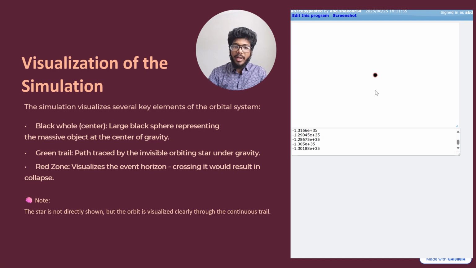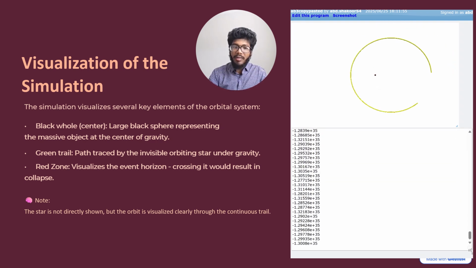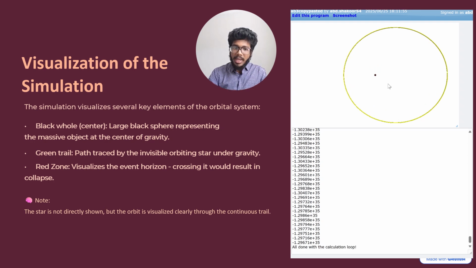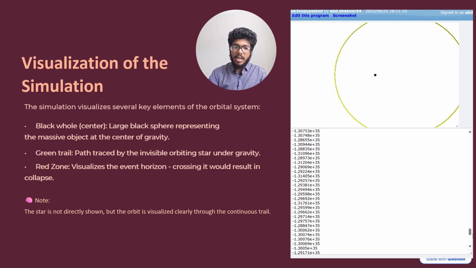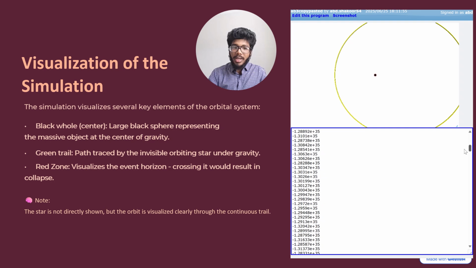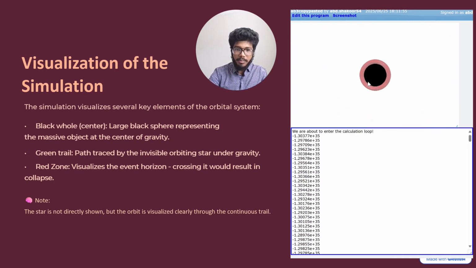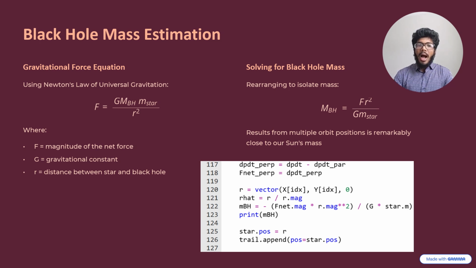The green trail shows the orbit of the star as it moves under gravitational influence. Even though the star isn't visible, the motion is clear through the path it leaves behind. I used the gravitational formula to isolate and estimate the black hole's mass. The calculated mass stayed consistently close to the actual mass of the Sun.